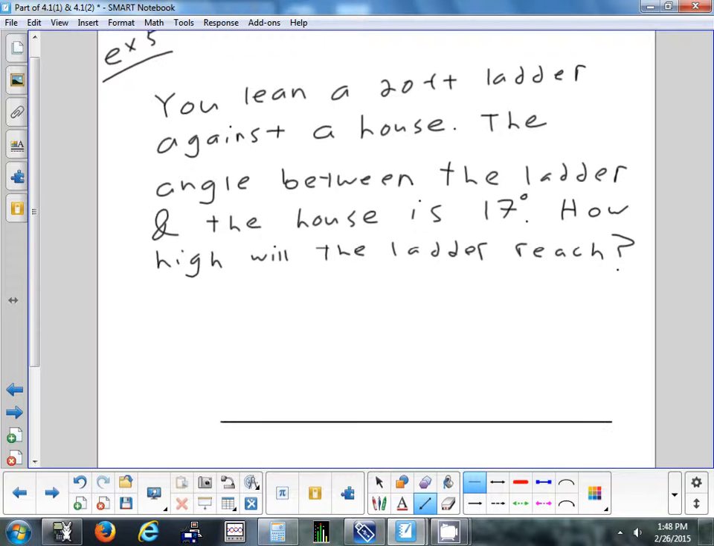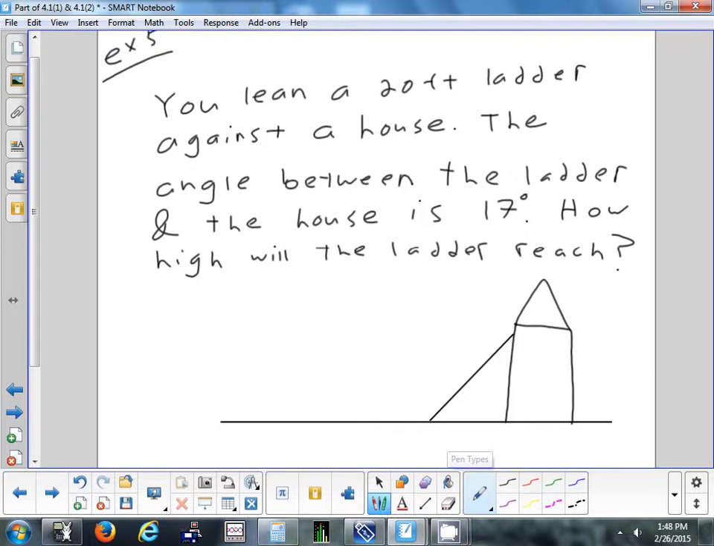Okay, draw the ground. Draw your building. And there's a ladder leaning up against it. Maybe something like that. So by drawing the building and the ladder, what kind of shape did we really just make? We make right triangles, right?